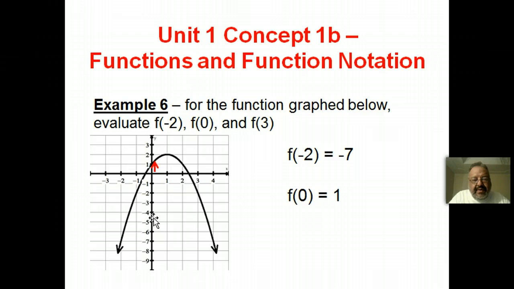Now for f of 0, f of 0 means that the x is at 0. Well, this is my 0. And it's going to go up to the graph and go across. So f of 0 is 1. And f of 3 is -2. Meaning that I want to go to, sorry, f of 3 is here. 3 is here. I'm going to go down. And then I'm going to go across. And this is my y value that I want. So y is equal to -2.